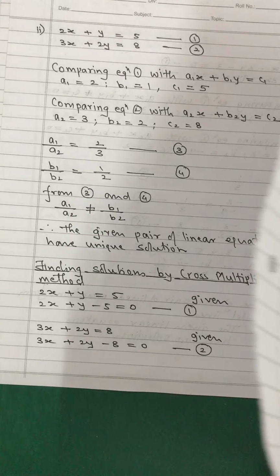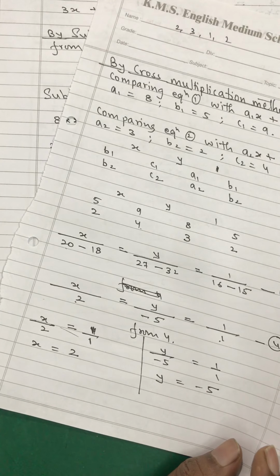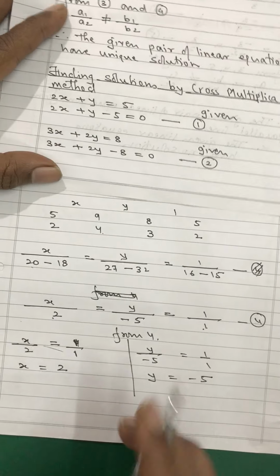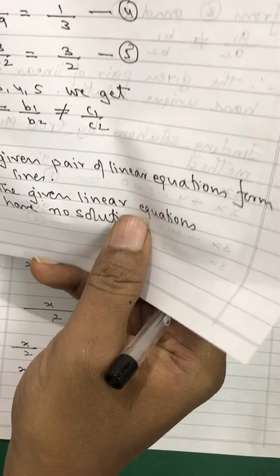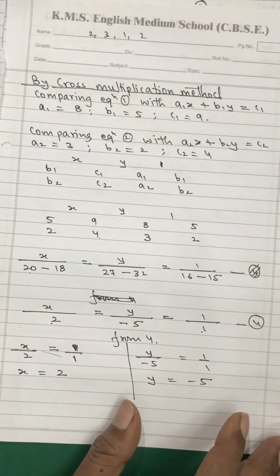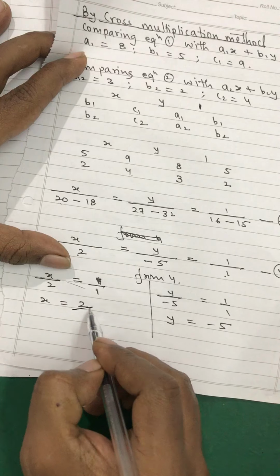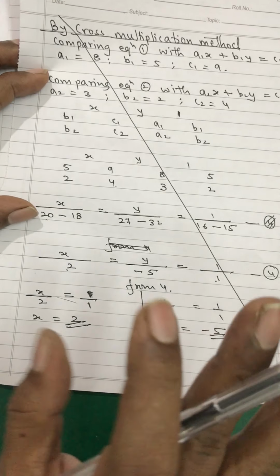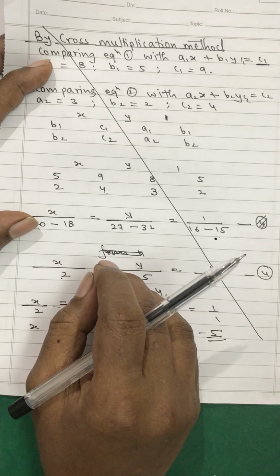Did we get reverse? Don't say that, please. See, my dear students, we have made a mistake. I got reverse signs. And why did I get reverse signs? See, x is equal to minus 2, y is equal to 5, and I have got x is equal to 2 and y is equal to minus 5. The reason is very simple. Why I got this? Because for cross multiplication method, c1 and c2 have to be on the left hand side.